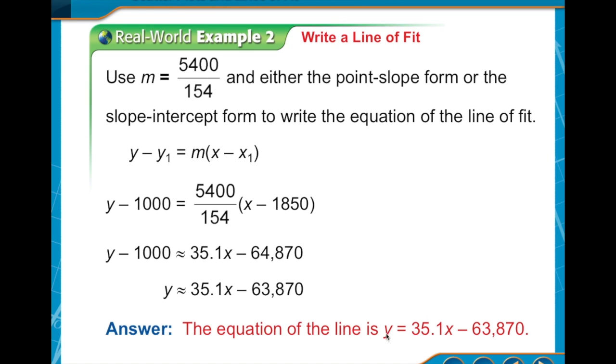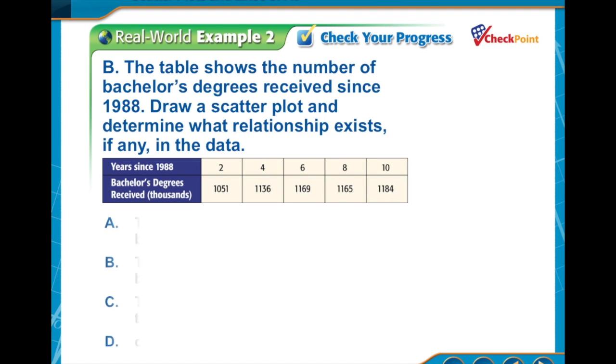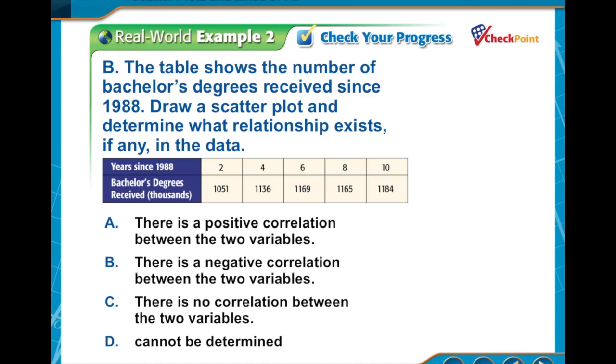So there's our equation of that line. So in future problems, you'll have to do similar steps. So here's another one to look at. This table shows the number of bachelor's degrees received since 1998. We're asked to draw a plot and determine what relationship would exist.